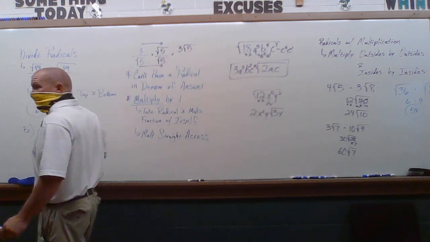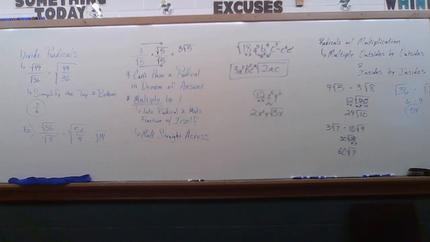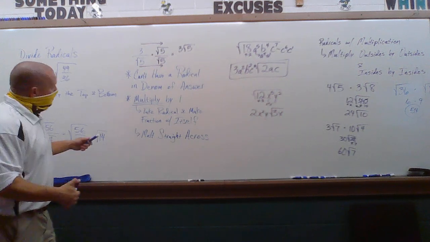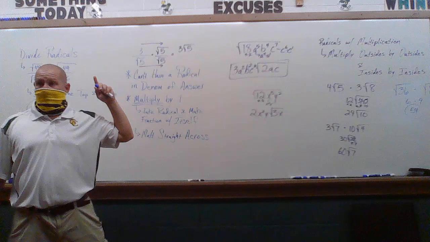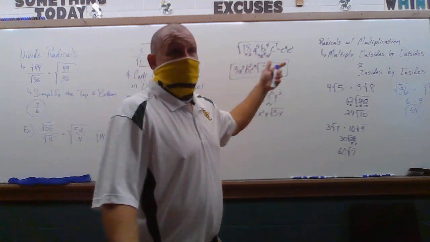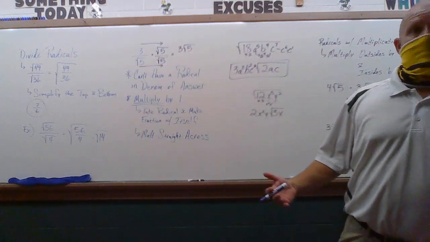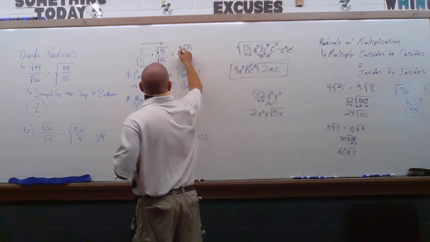3 square root of 5, right? I can't do anything because one's on the outside and one's on the inside. Now I'm going to do the bottom. What's the square root of 5 times the square root of 5? What's 5 times 5? 25, right? But that would be underneath the radical.